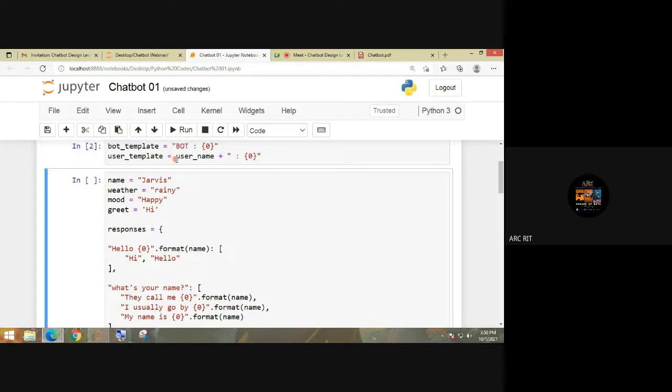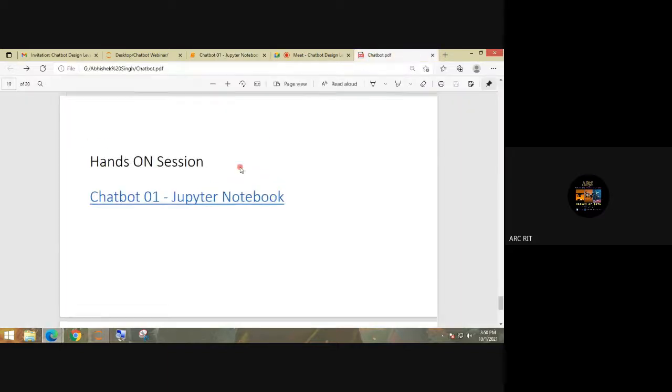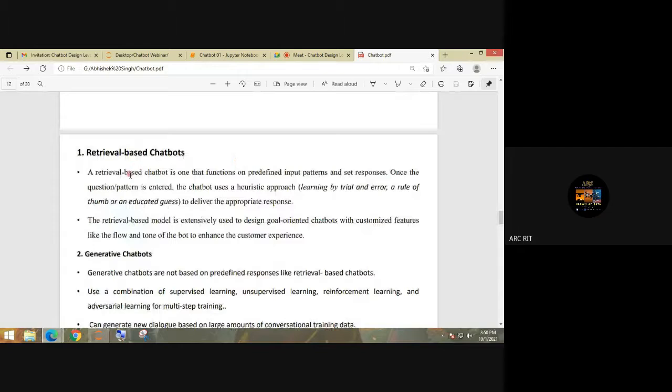You see here, nothing will happen because it is linked to some other part later on. Now, I am feeding my bot with some predetermined responses, like name is Jarvis, you can put any name. If you are familiar with the Marvel series, Jarvis is the virtual assistant of Iron Man. I am just fond of the movie, so I put it here. Weather, I have put raining. Mood is happy and greet is hi. Now I will show you what we are doing. These are predefined input patterns and responses, and how they will be used we'll see just now.